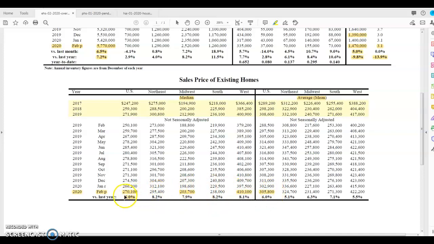Well, if the mean is higher than the median, you have a rightward skew, an upward skew, meaning that you've got some really expensive homes that are pulling up these outliers. These high-price homes are pulling up the mean above the median.